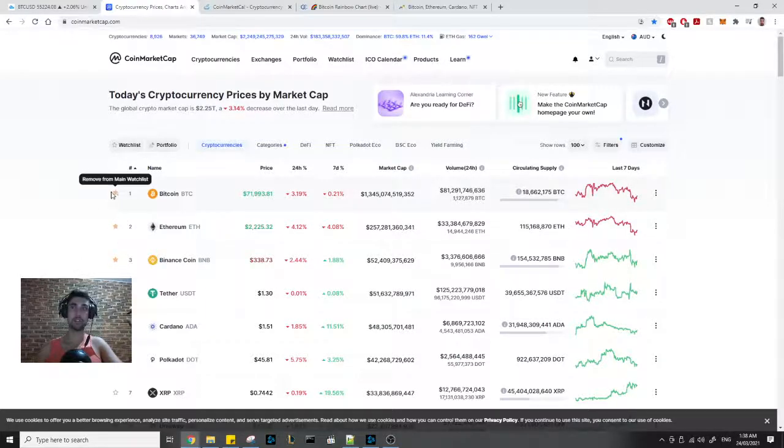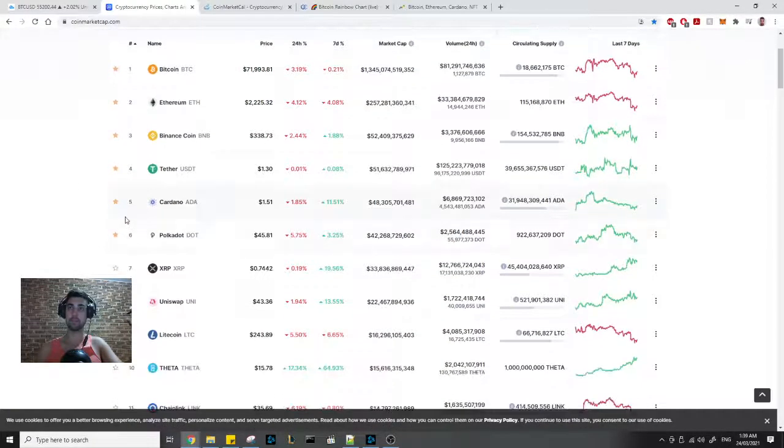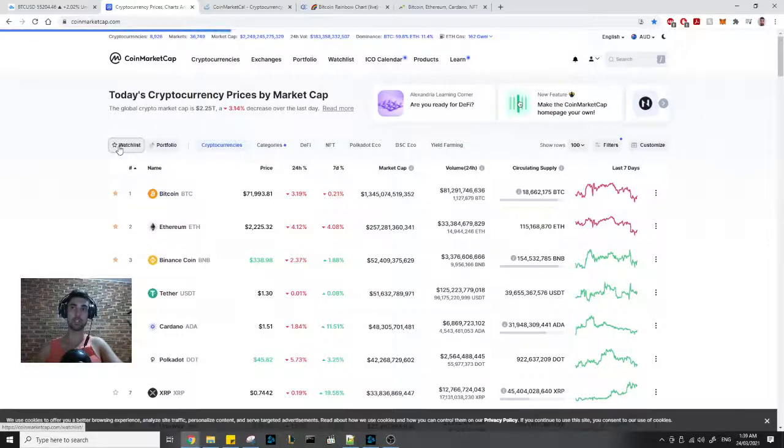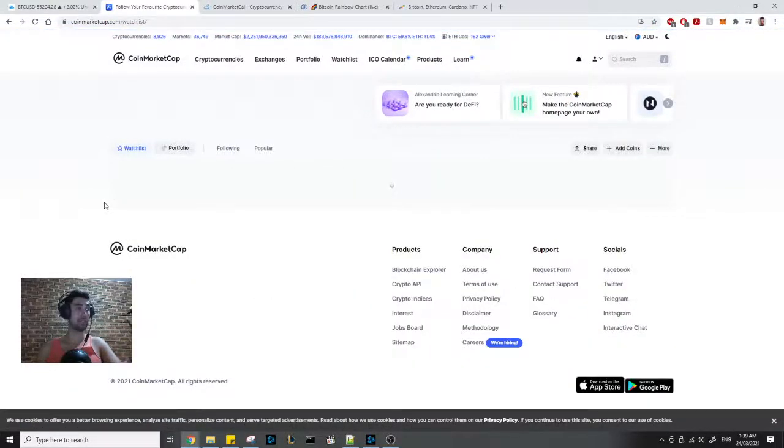But I guess you can use this website. You can favorite your favorite coins, and then use toggles like this watch list to be able to only view the coins that you're interested in.